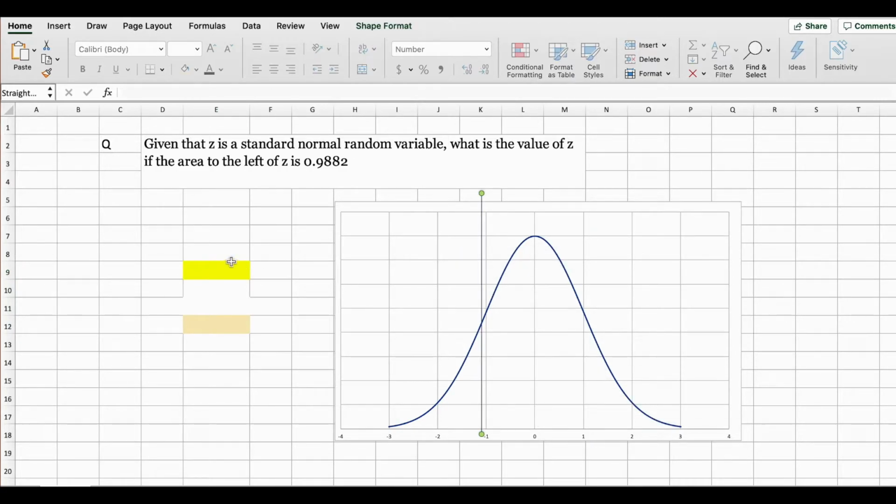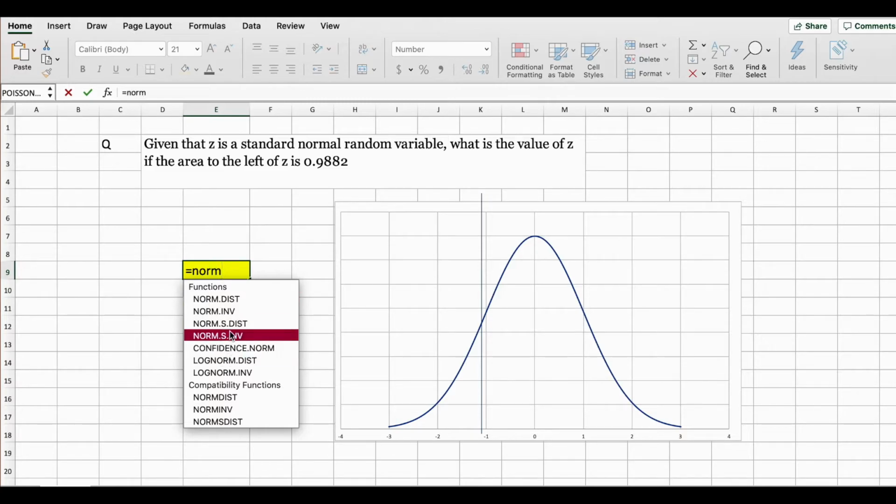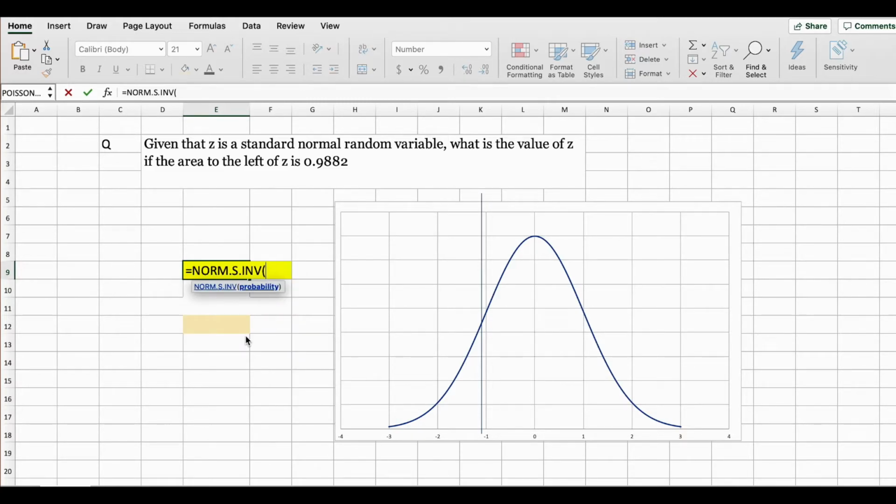In order to solve this question, we're going to use the NORM.S.INV function. When you open up the function, it's going to ask you to type in or insert the probability. Here we're going to put 0.9882. This gives you a value of 2.26.